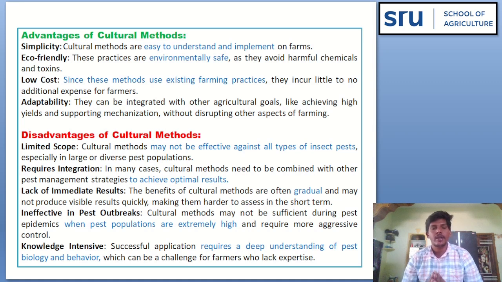Let's see the disadvantages associated with the cultural method. This method has limited scope because it may not be effective against all types of insect pests. This method requires integration of other IPM methods to achieve optimum results. In this method, we can't see the result immediately, but there is a result. That result occurs gradually.